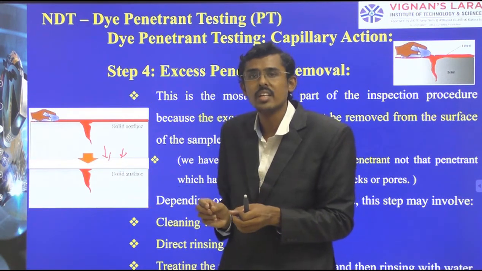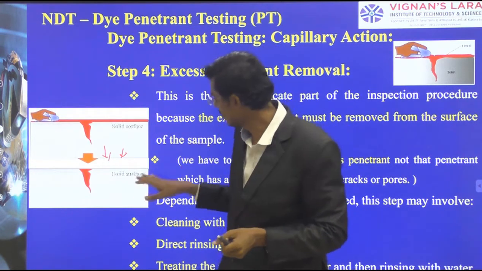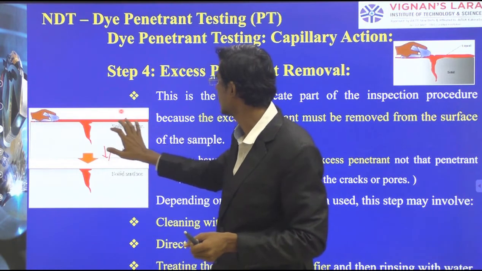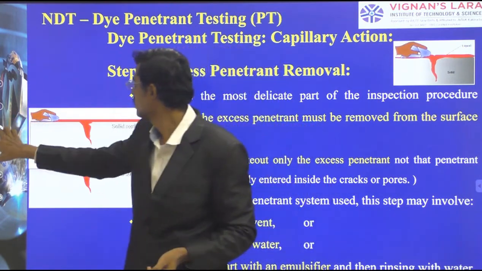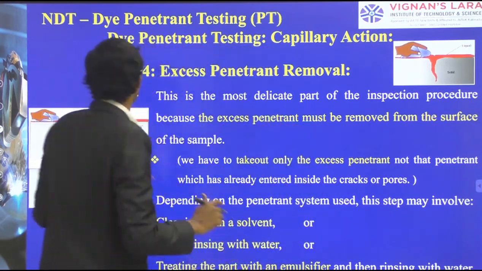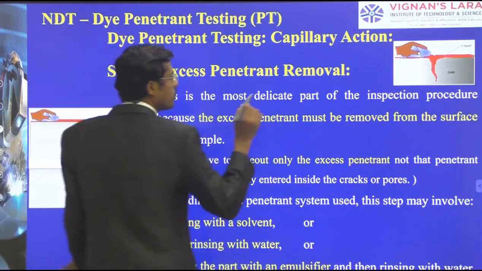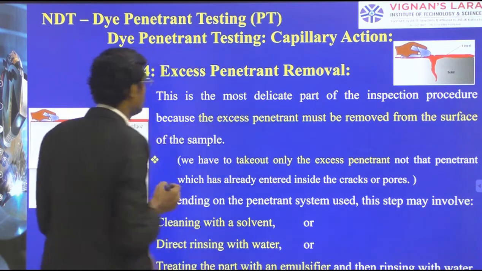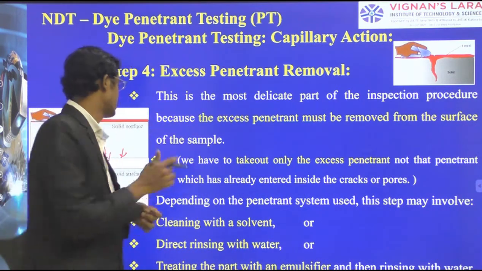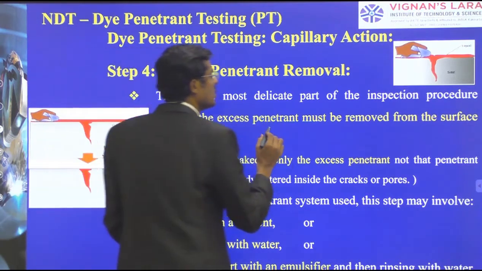We are not doing any sucking process. We are doing only a cleaning process. Likewise we are cleaning, and therefore this red color has gone outside. That is what we are doing in this step. This is the most delicate part of the inspection process because the excess penetrant must be removed from the surface of the sample. So the excess part is removed.